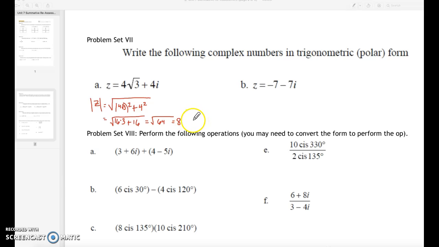Alright, then we also need to find our direction angle. So a simple way to find the direction angle would just be to take the inverse cosine of our A value here. You can almost think about it as an X value of 4 root 3 over 8. So take the inverse cosine of that really quickly in your calculator.